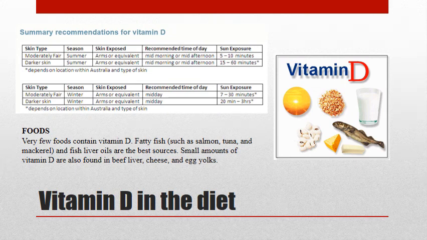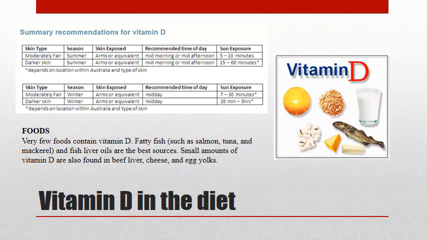But if you have darker skin, that actually has to be quite a bit higher, going up to 3 hours. Whereas in summer, you'll see the amounts are quite reduced, and you should just be out in the mid-morning or mid-afternoon when the UV rays are less, and it's only 5 to 10 minutes you need to spend in the sun to get your vitamin D.